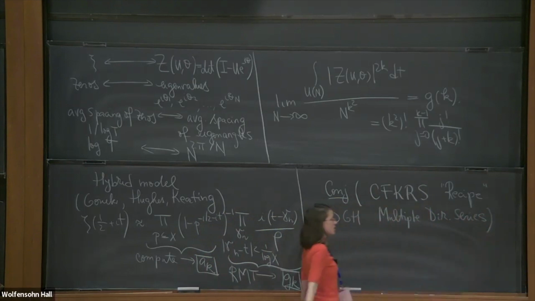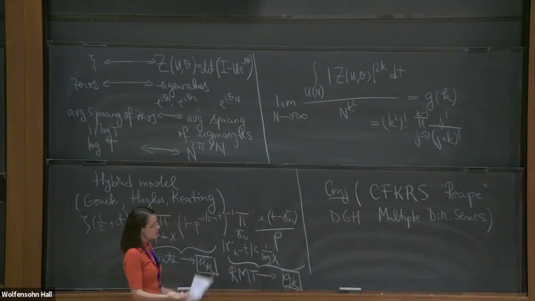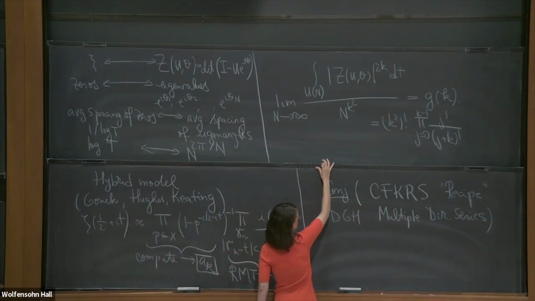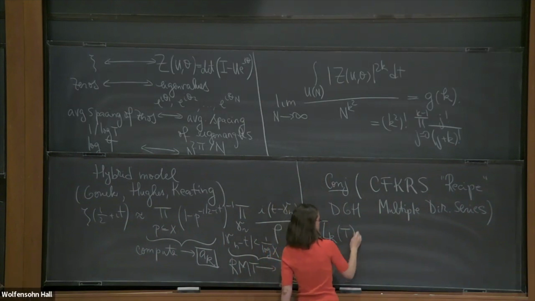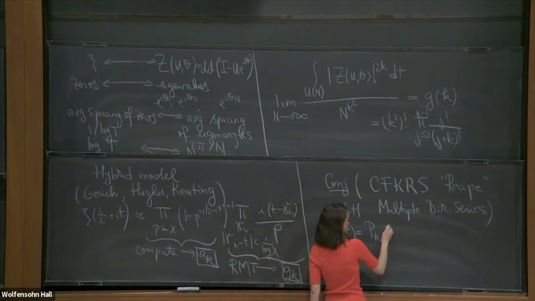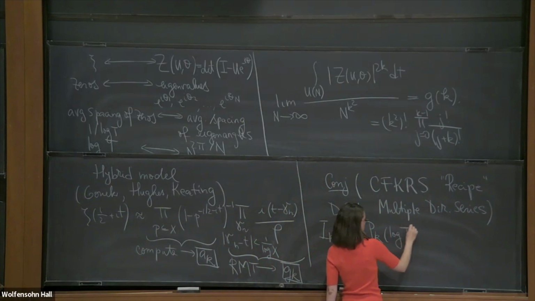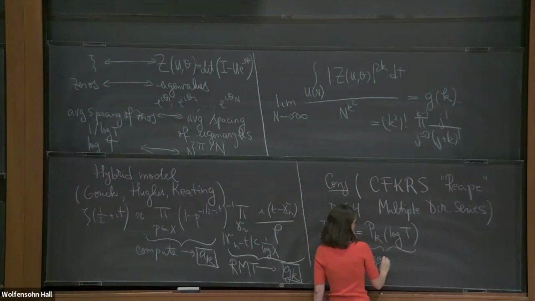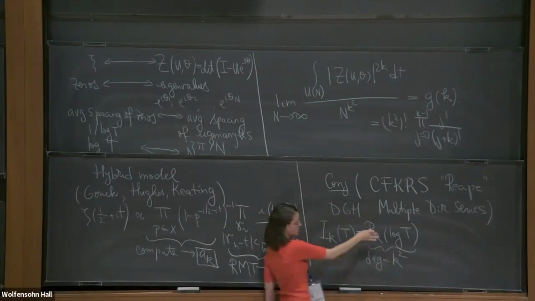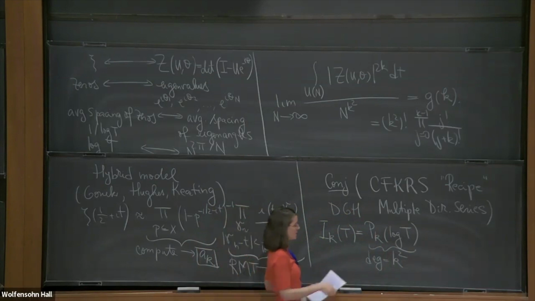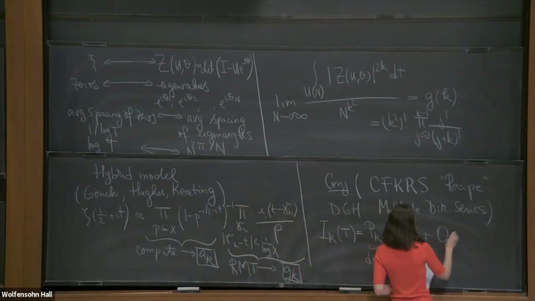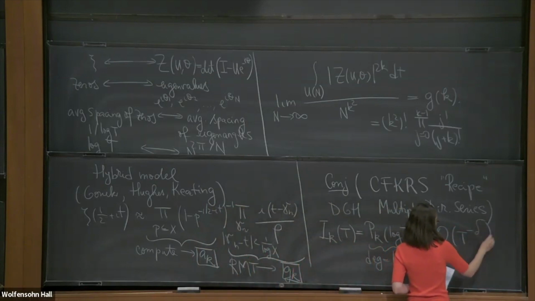And they conjecture that the 2kth moment is asymptotic to a polynomial in log t of degree k squared. So this has degree k squared. You can actually write down all the coefficients of this polynomial explicitly, and then you should have some power saving error term, let's say t to the minus delta for some positive delta.